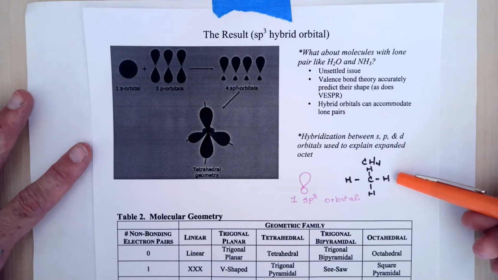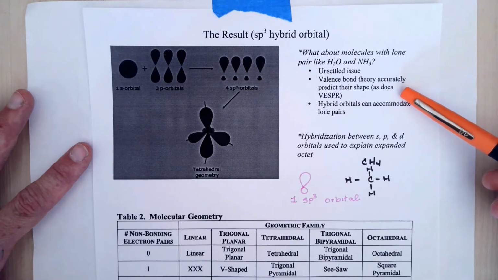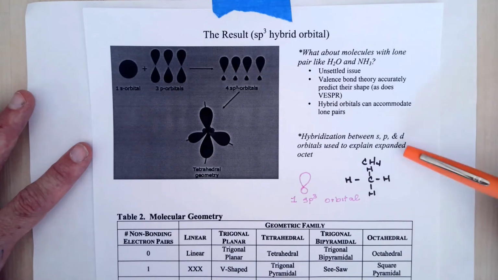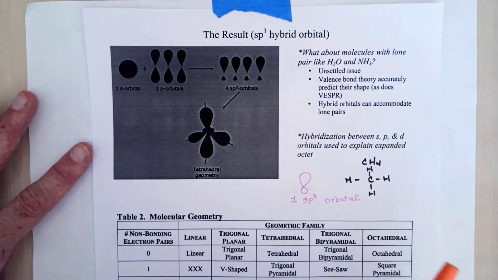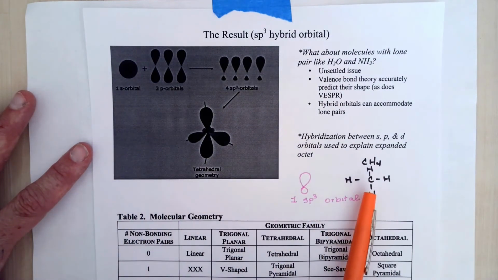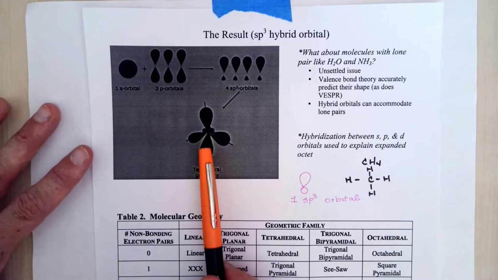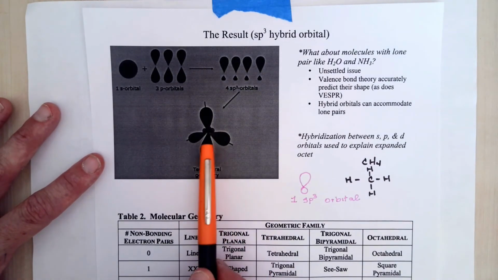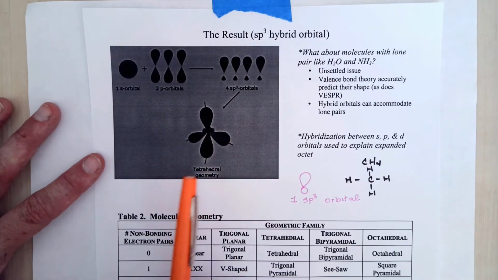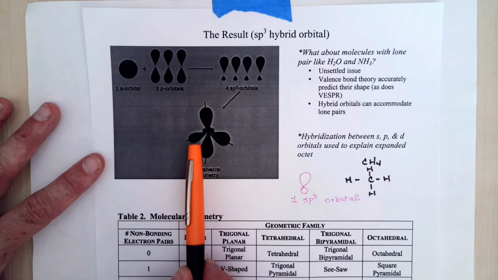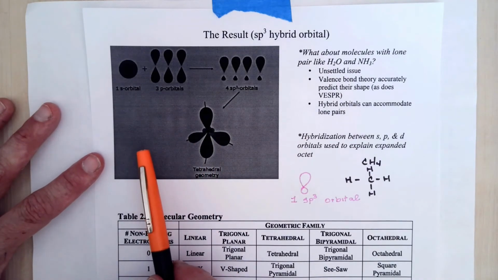With single bonds, it's a little bit less of an issue. And valence bond theory, VSEPR theory, accurately predicts the shapes of compounds like methane with all these single bonds. How does that look when we have the hybrid orbitals? Well, the 4 sp cubed orbitals are going to combine and retain the tetrahedral molecular shape. The bond angles pretty much stay the same.